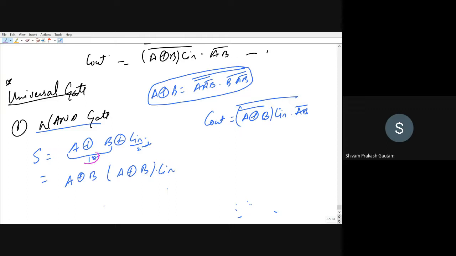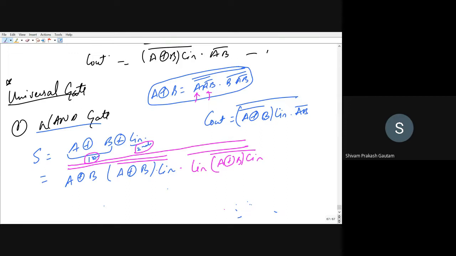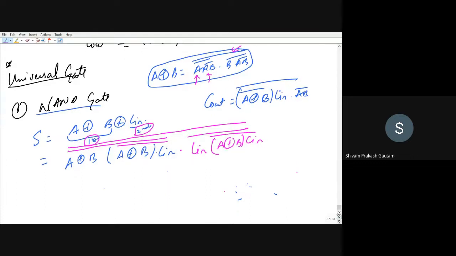Okay, so this is our first term. Just see, A XOR B is our first term and C in is our second term, right? So you can see first term multiplied by second term whole bar, then first term multiplied by second term whole bar, to the whole bar, into second term, which is C in, and first term multiplied by second term whole bar, whole bar, and one more bar is there. So total three bars are there. This is the expression we have got. Is there any doubt in this expression? Just check.